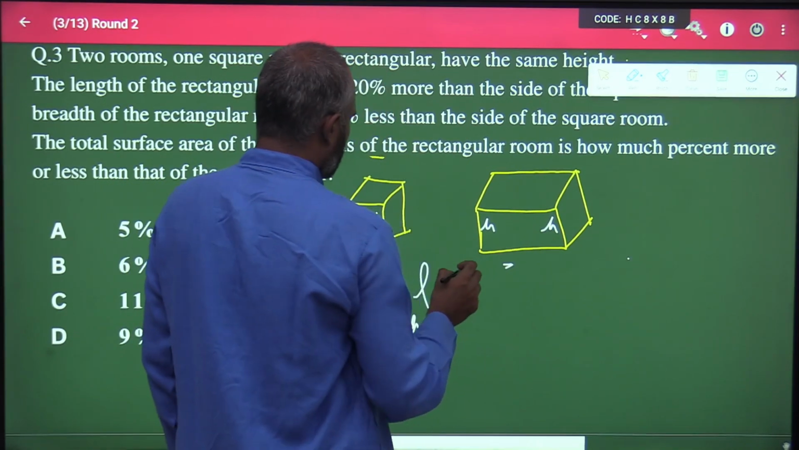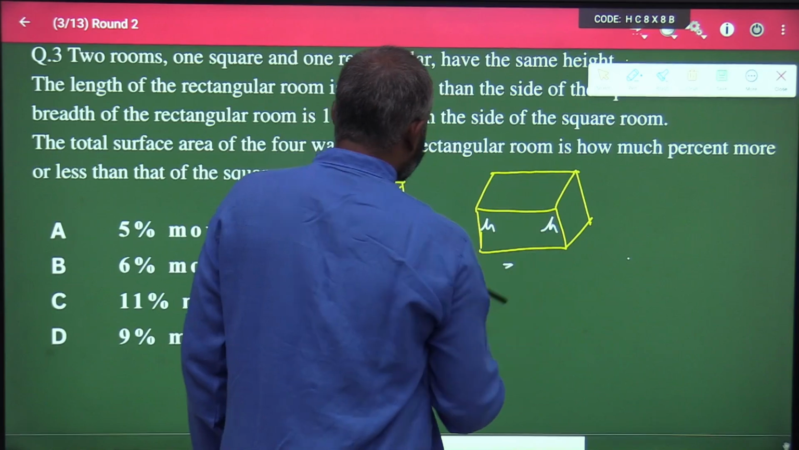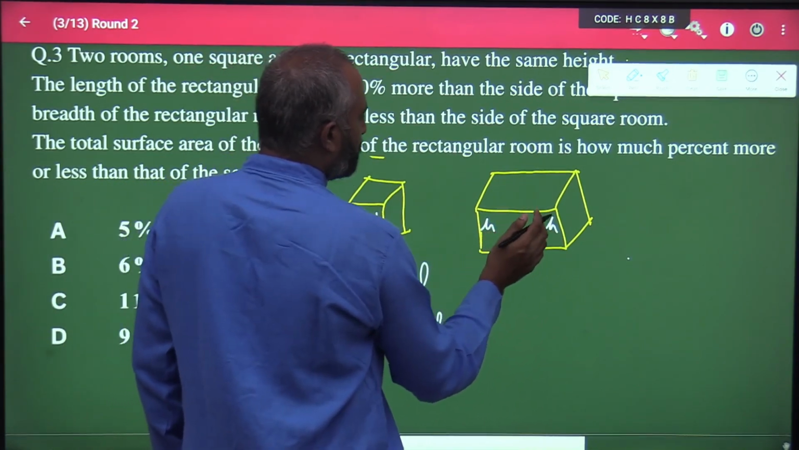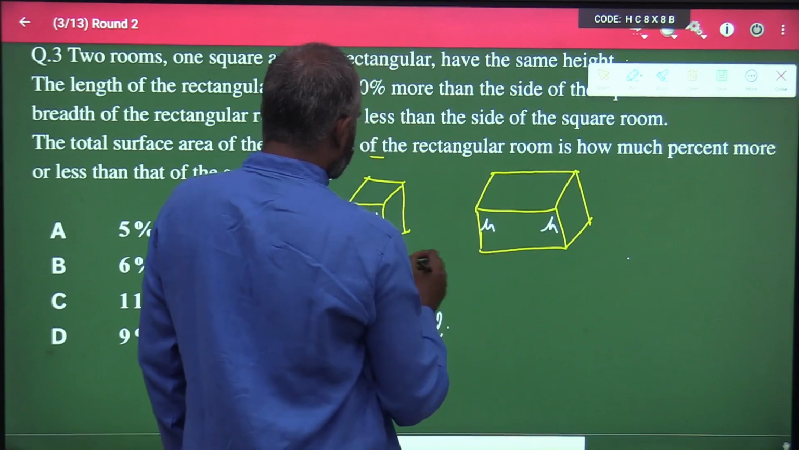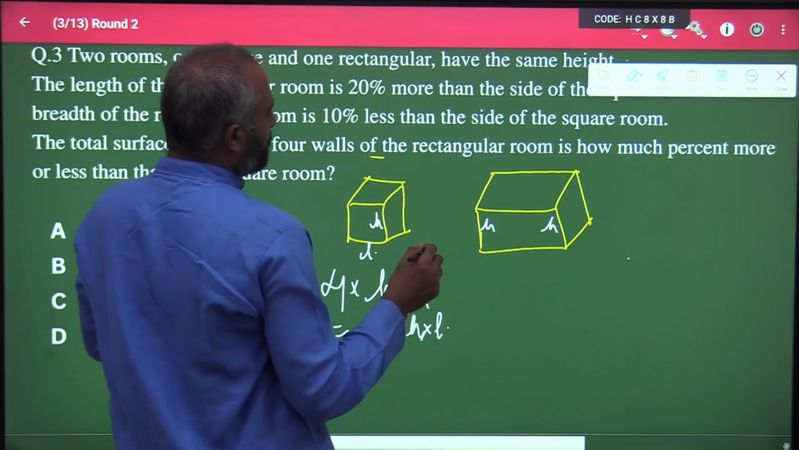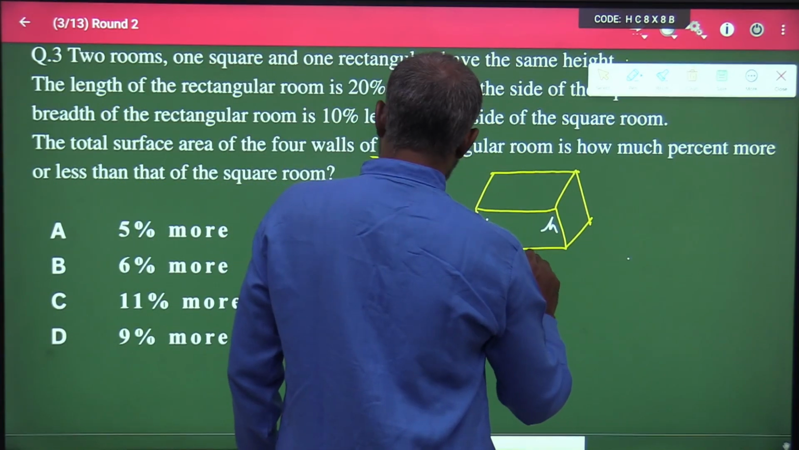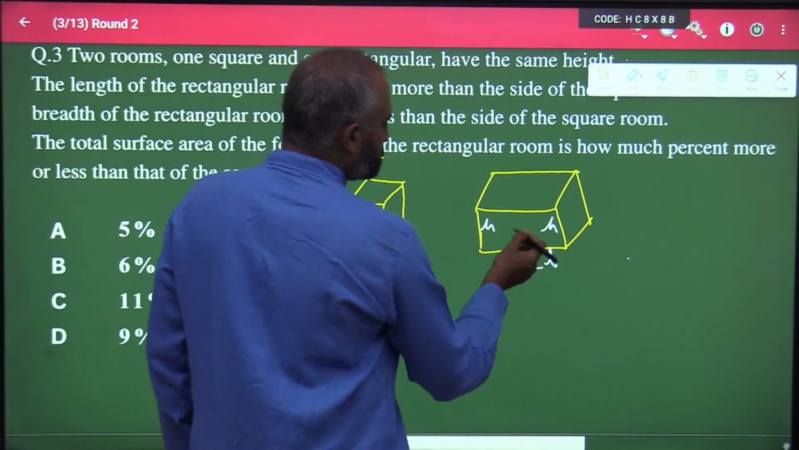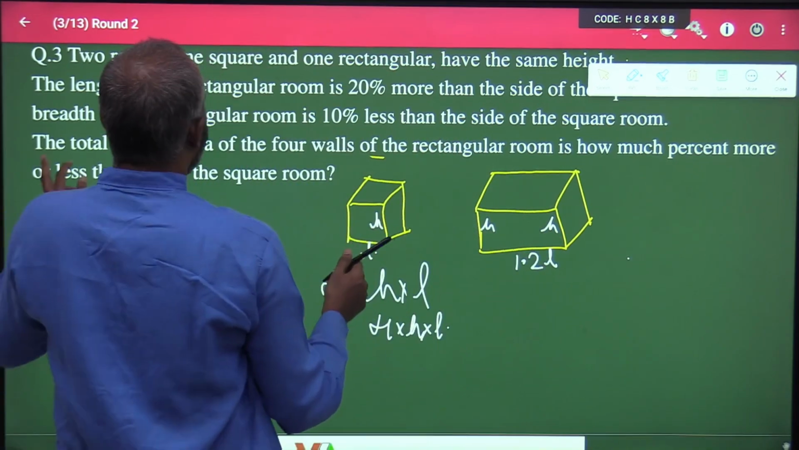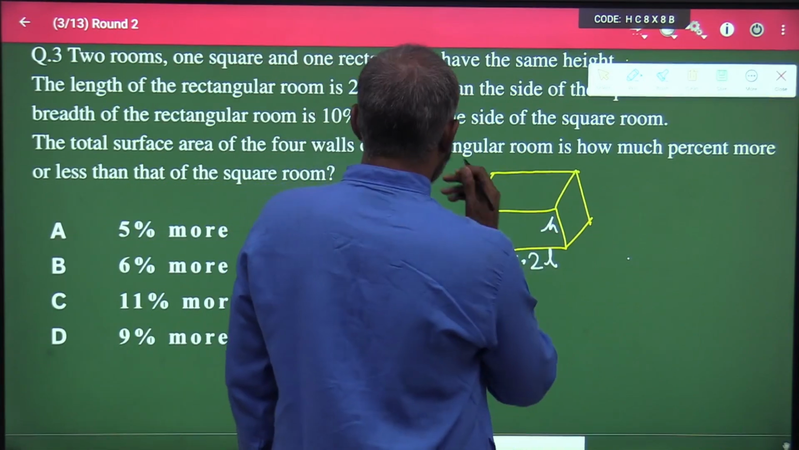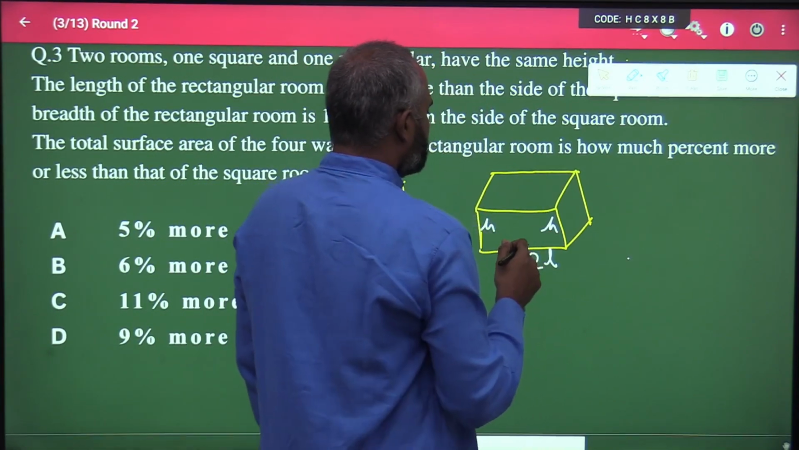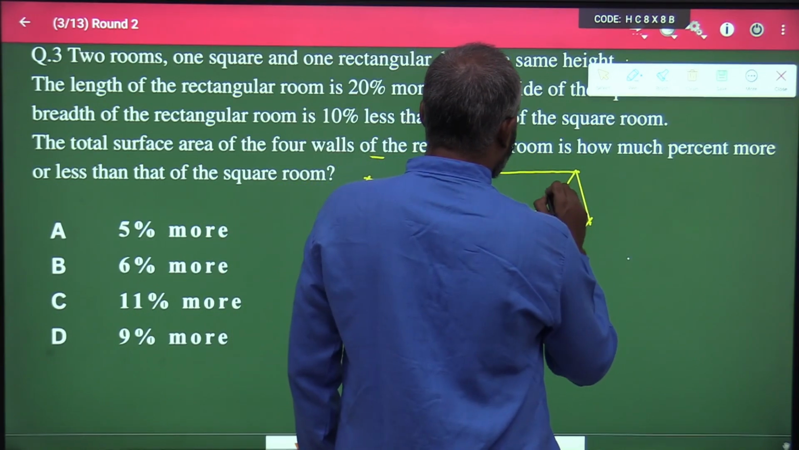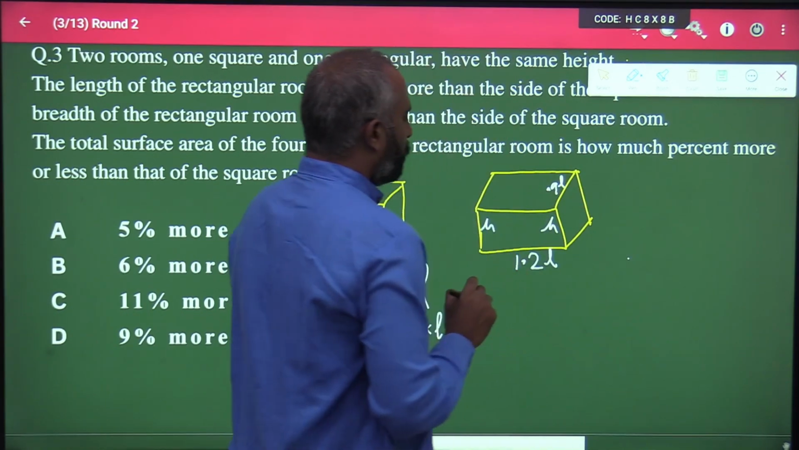Now, the height is the same. The length of the rectangular room is given as 20% more, so it is 1.2L. If the side of a square is L, it becomes 1.2L. And the breadth of the rectangular room is 10% less than the side, so the breadth is 0.9L.